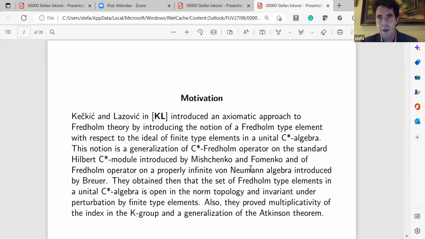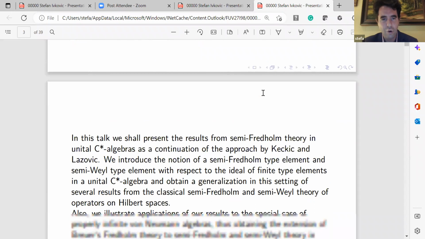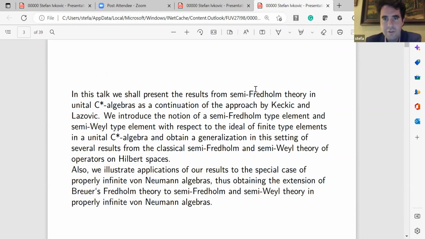So now my research during my PhD, as you may recall from my previous talk, was semi-Fredholm and semi-Weyl theory on the Hilbert C-star module. So I asked myself, could I, in the same way as I extended the Fredholm theory on Hilbert modules, try to extend this axiomatic Fredholm theory in C-star algebras to, as the title says, a semi-Fredholm theory in C-star algebras. So in this talk, I shall present the results from this extension, the semi-Fredholm theory in C-star algebras, as a continuation of the approach by Keckic and Lazovic.